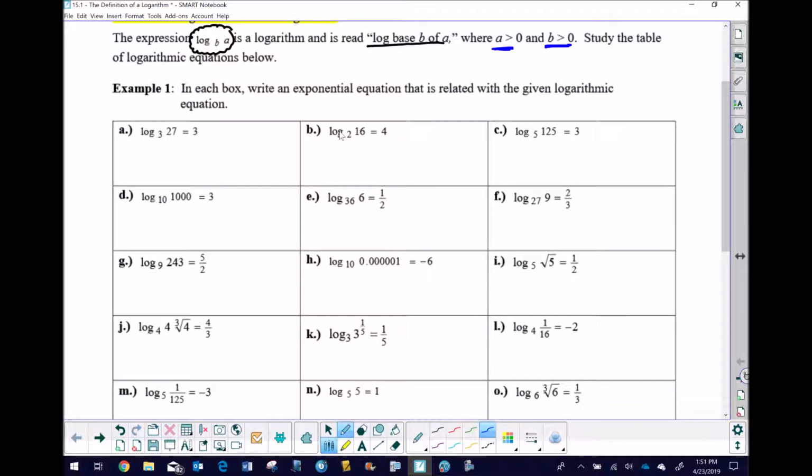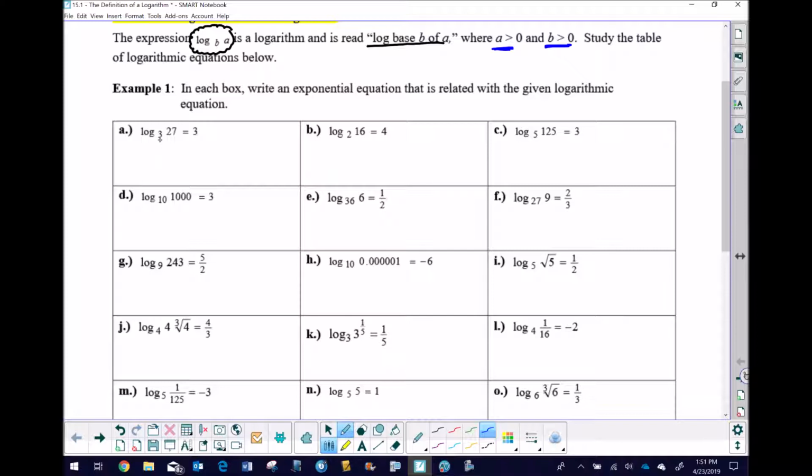So let's look at the very first entry, 1a. It says that the log base 3 of 27 equals 3. Now that might sound like gibberish. You might think, okay, Mr. Record, I'll take your word for it. But I want you to all know that that's a true statement. It's legitimate. The log base 3 of 27 is 3. But really, what does it mean?